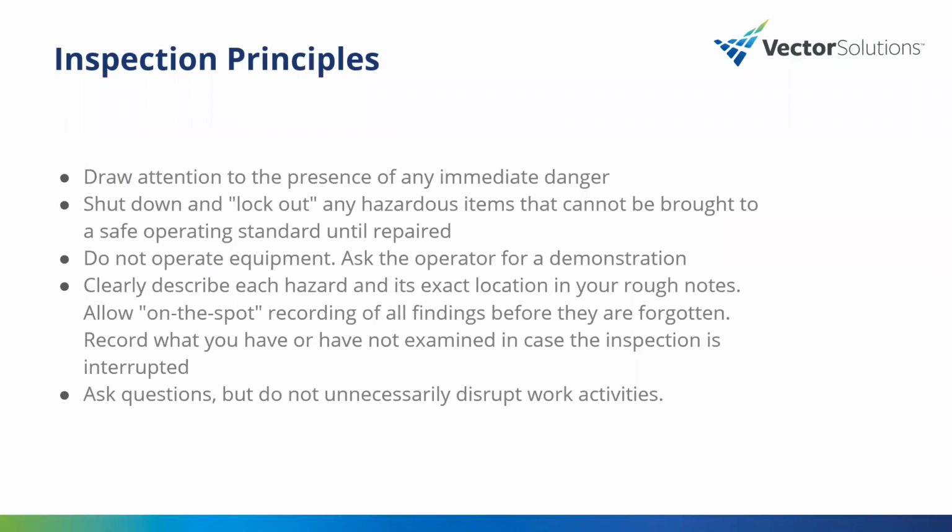So while you're carrying out an inspection, if you notice any immediate danger, it's important to draw attention to it. You'll want to shut down and lock out any hazardous items that can't be brought to a safe operating standard until they're repaired. You don't necessarily want to operate equipment yourself. If you want to get a demonstration, it's important to ask the operator of that equipment. You'll want to clearly define each hazard and note its exact location in your notes. And you can also do on-the-spot recording of all findings before they're forgotten.